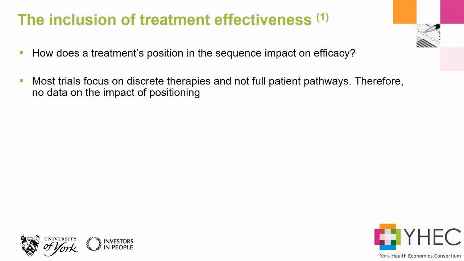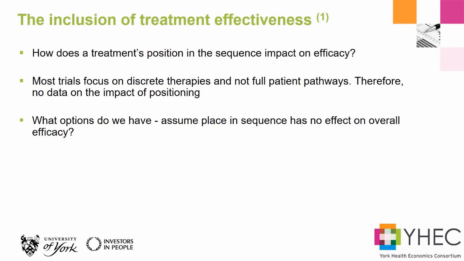Instead, we'll just have the data for the treatment in one particular stage in the sequence, usually the first stage before they previously had any sort of active therapy. So what options do we have to overcome this? Well, the most simple one is simply to assume that the place in sequence has no effect on the overall efficacy, i.e. a treatment will be just as effective no matter which stage in the sequence it is placed.